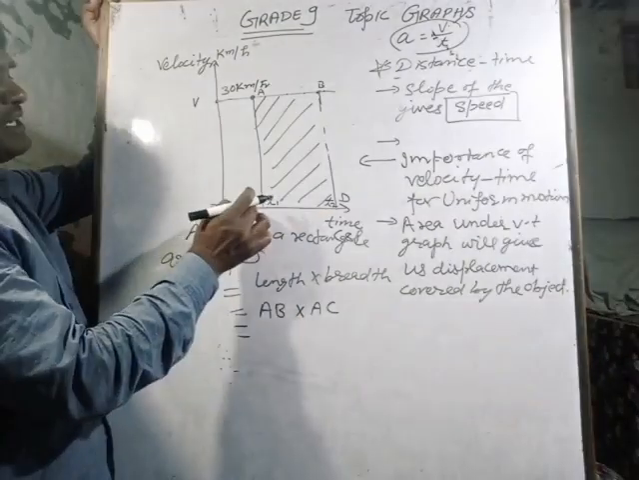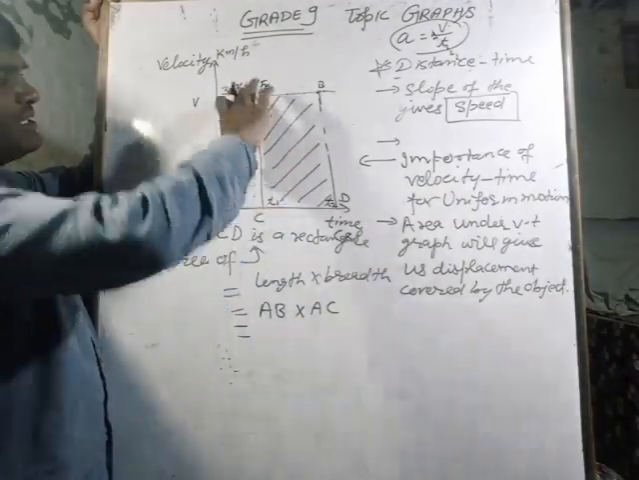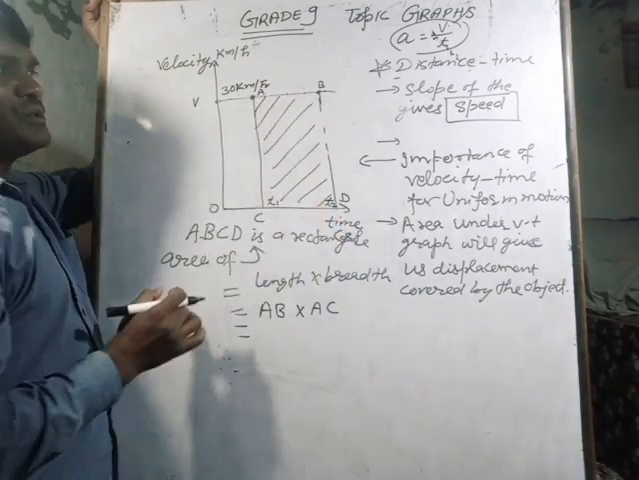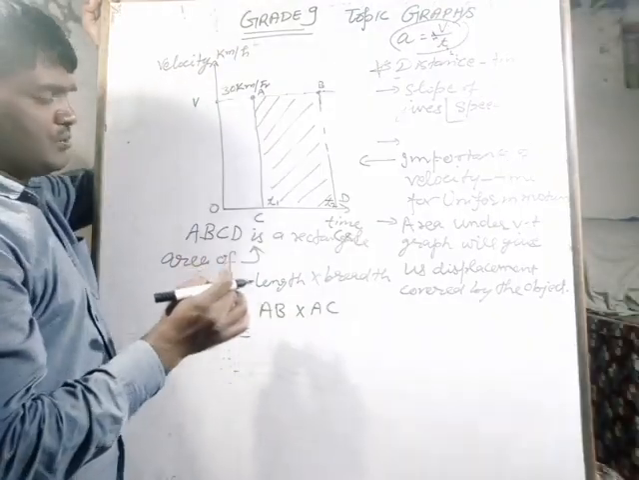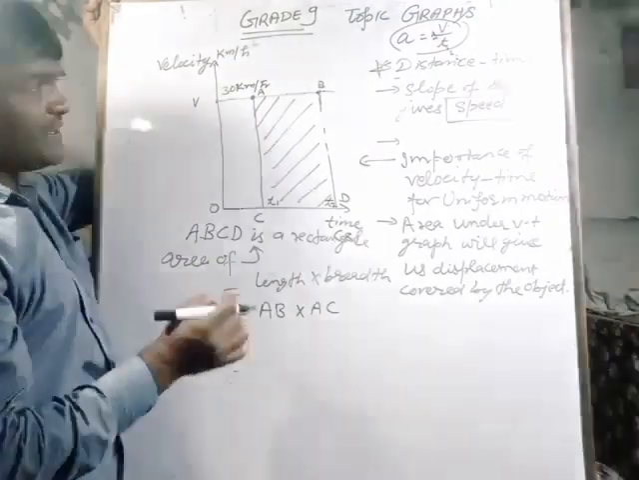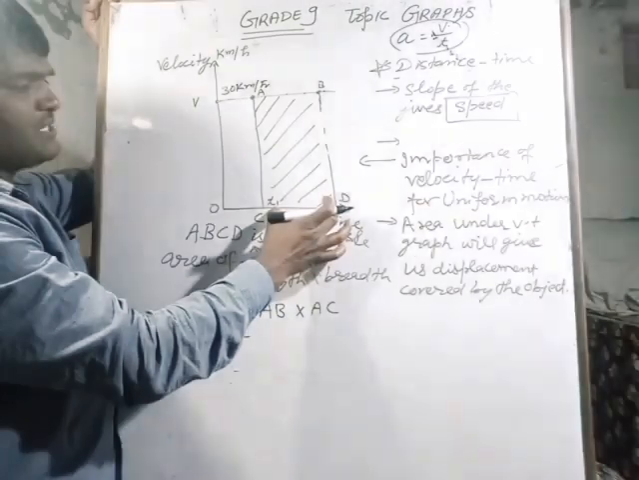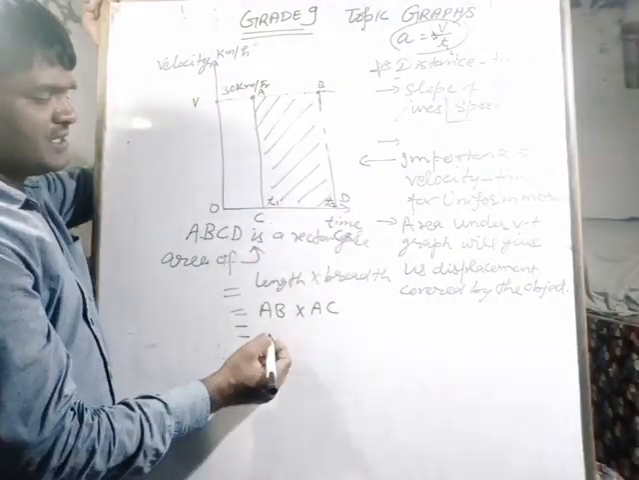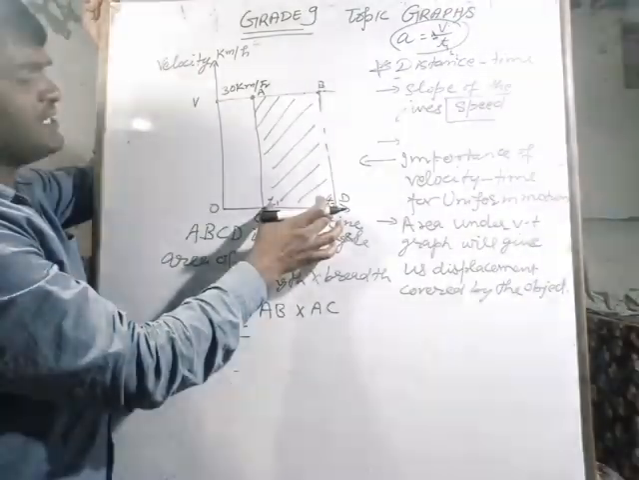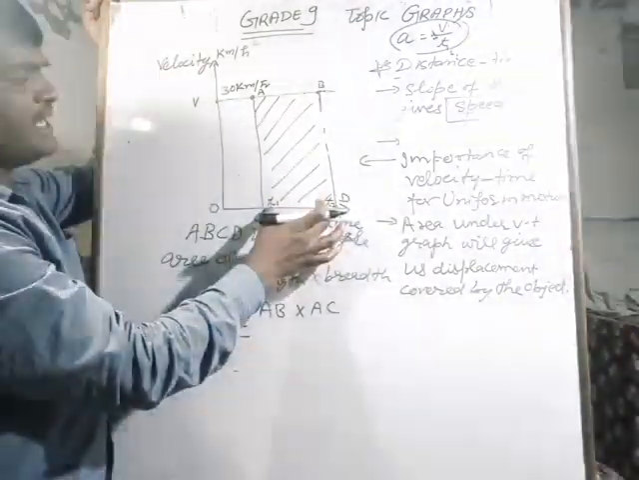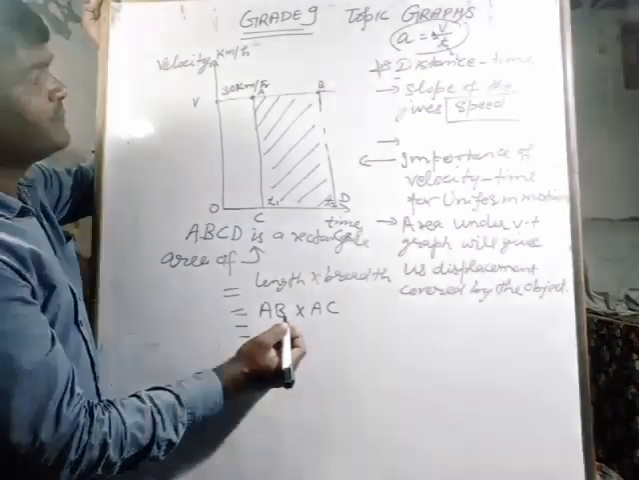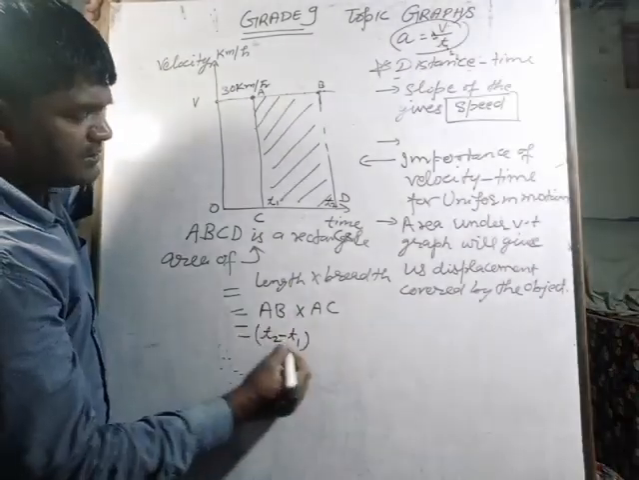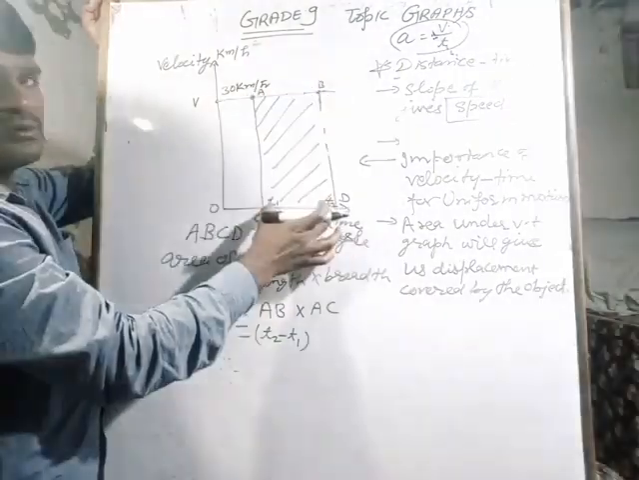When we calculate from here, AC is parallel to BD, and AB is parallel to CD. So put the value for AC and AB. AB is parallel to CD, so CD is having 2 points. That is, CD is parallel to AB. So we can say that AB will be equal to T2 minus T1, because these two sides are parallel to each other.